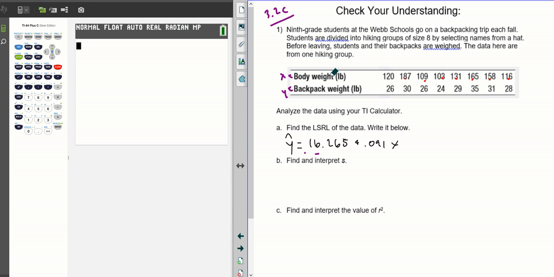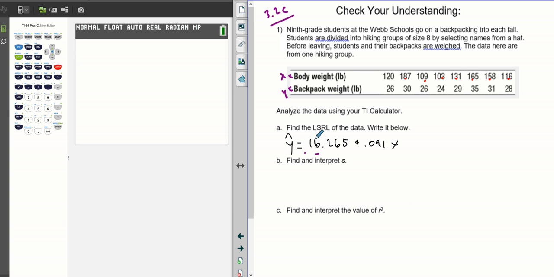All right. We're going to continue on, and we're going to talk about example number 1 on 3.2c. If you recall, we are talking about these 9th grade students going on a backpacking trip again. This was on 3.2b, example number 1, so we're going to continue on this little journey that they're having.